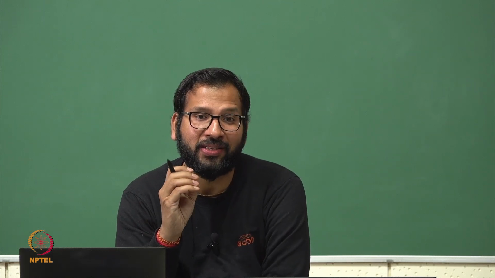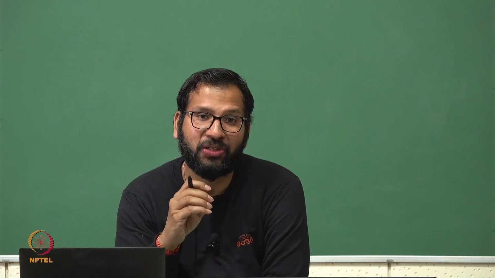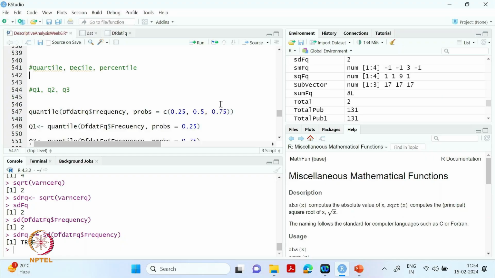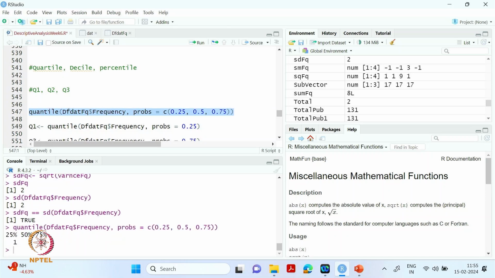But in R, the function name to calculate the quartile is quantile. And this is how you have to call that function: we call quantile, then this is our data set, and then how we want to define it, like 0.25. This is the first quartile, then this is the second quartile, and this is the third quartile. If I run this, so 1 1 2, okay.